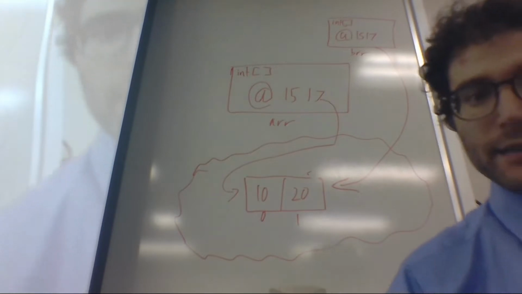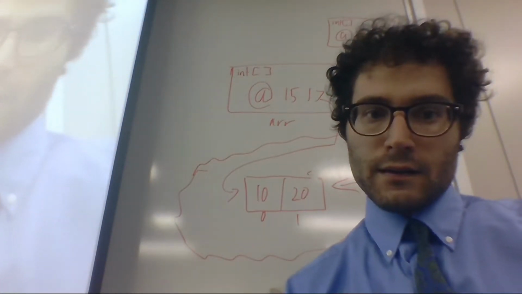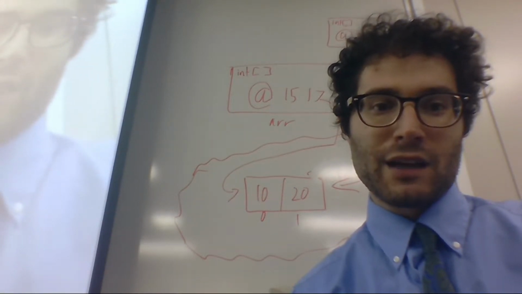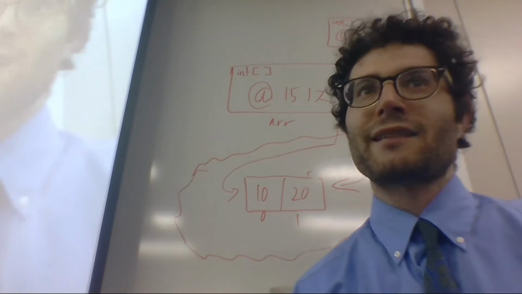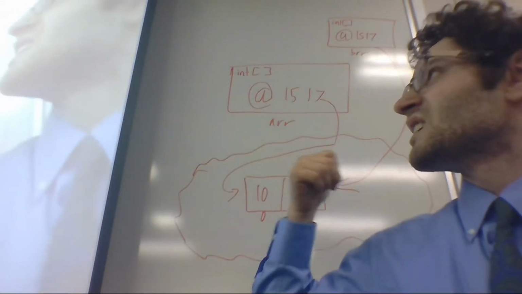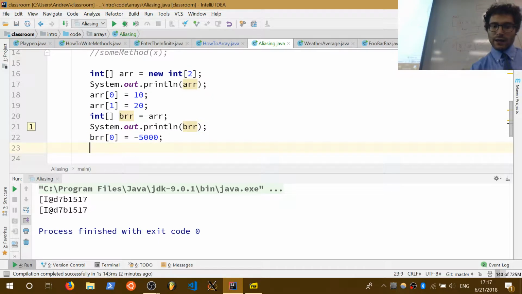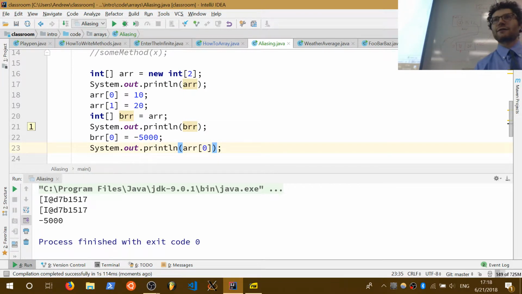So this is the key here. This is the very important point. And you'd probably not even notice this until you tried doing something with it and realized, wait, that's happening. Why is this happening? It's because we copy everything in here. So if I do bur 0 is equal to -5,000, and then I do system.out.println R sub 0, that's going to print out negative 5,000 because they both refer to the same array.